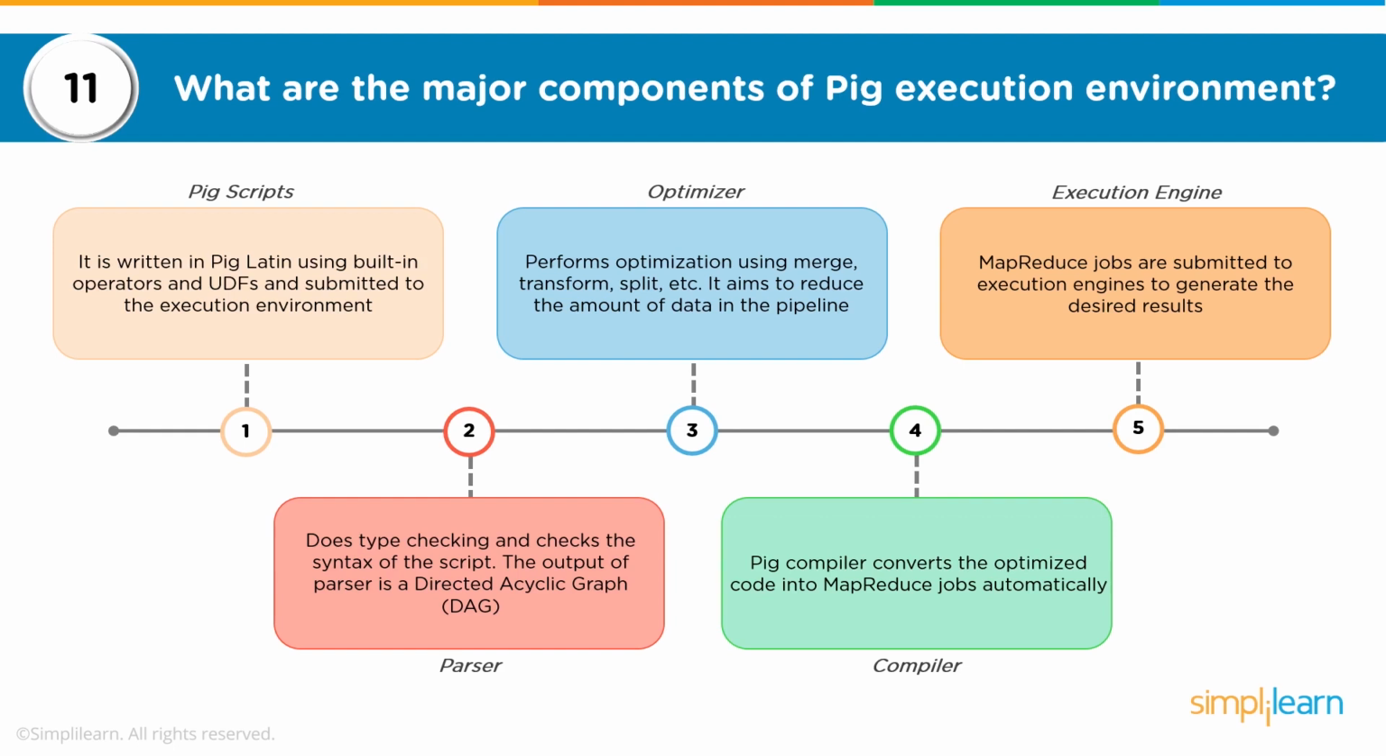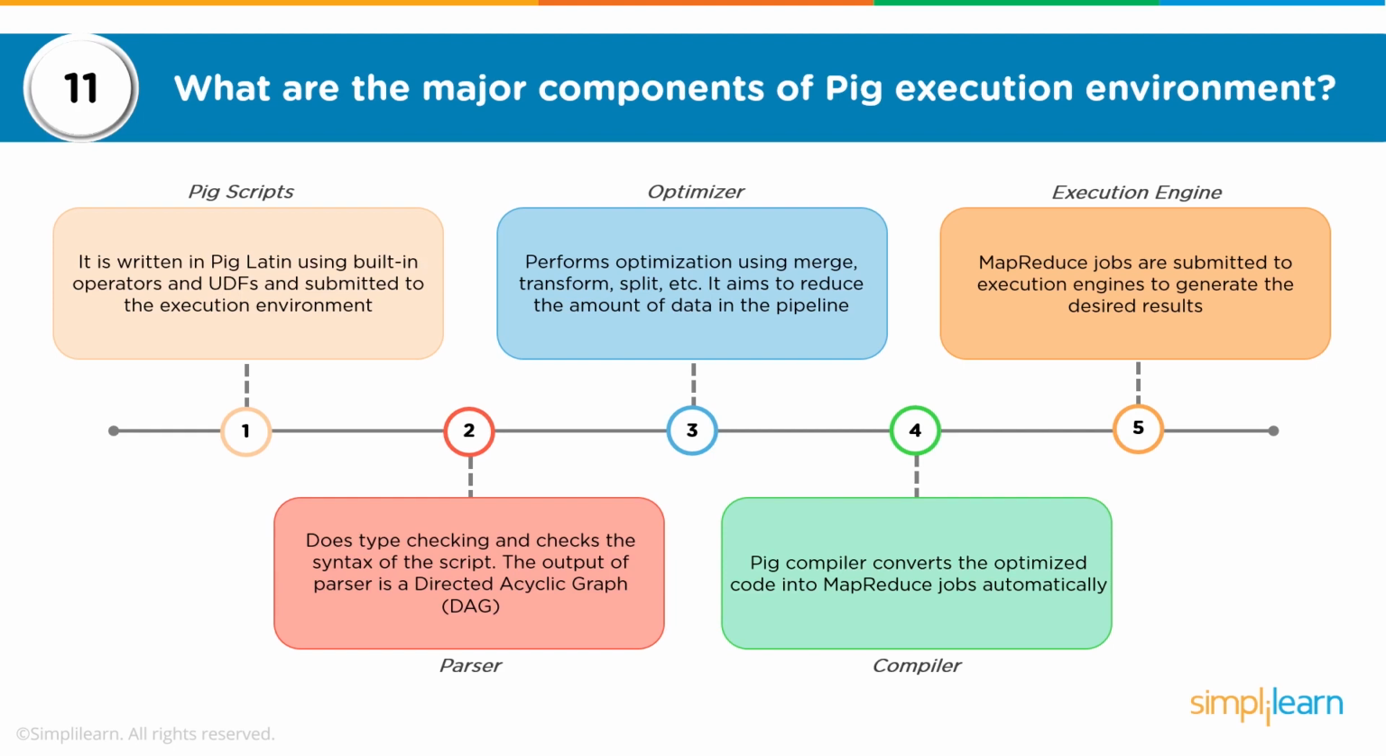Now there is a parser, which does type checking and checks the syntax of the script. The output of the parser is a DAG, a directed acyclic graph. Look in Wikipedia for DAG. A DAG is basically a sequence of steps which run in one direction. Then you have an optimizer. The optimizer performs optimization using merge, transform, split, etc. It aims to reduce the amount of data in the pipeline. That's the whole purpose of the optimizer.